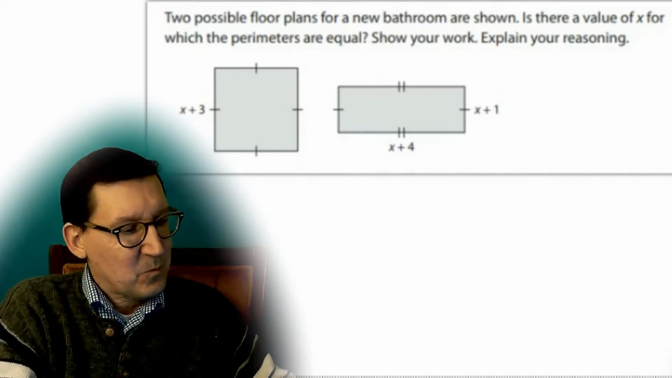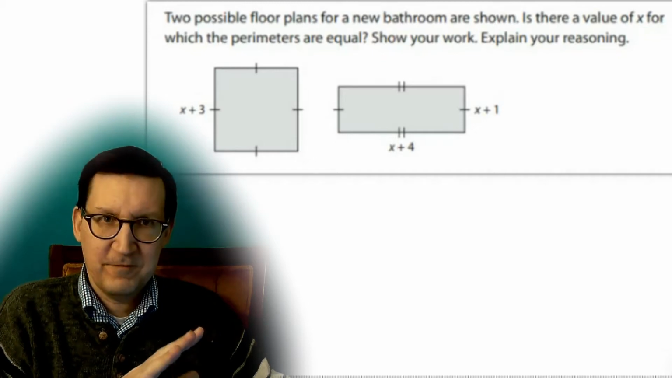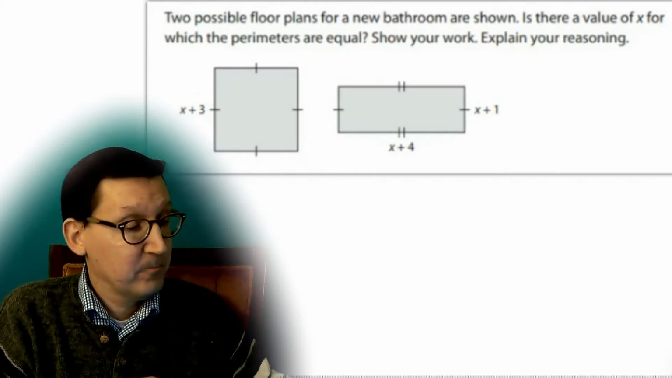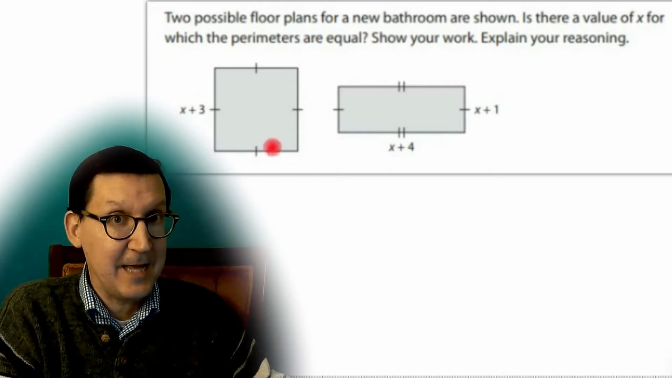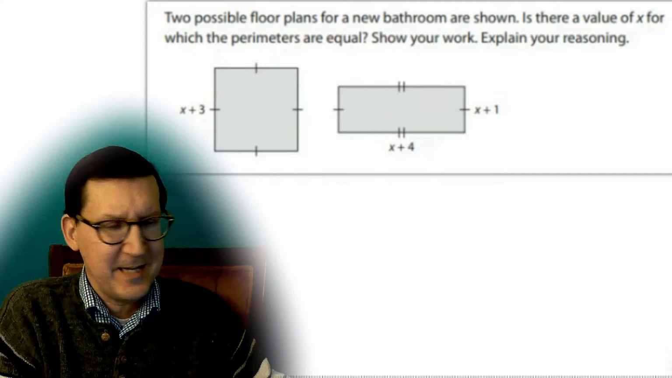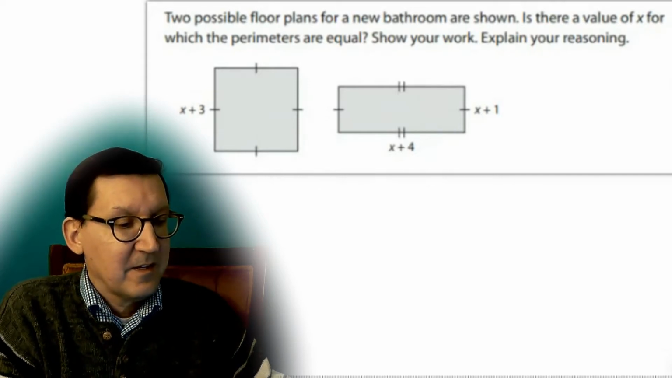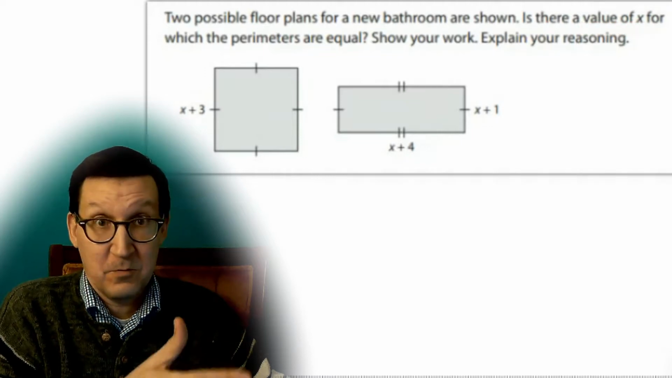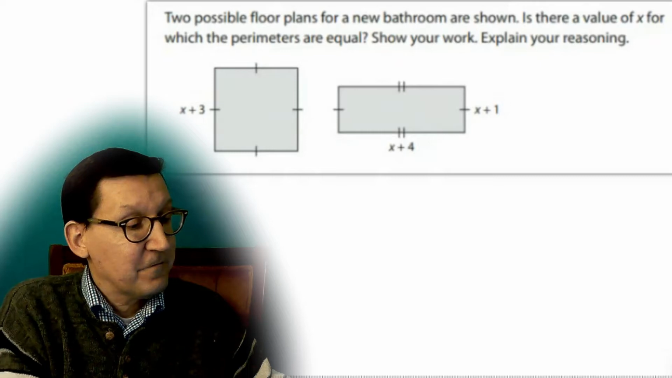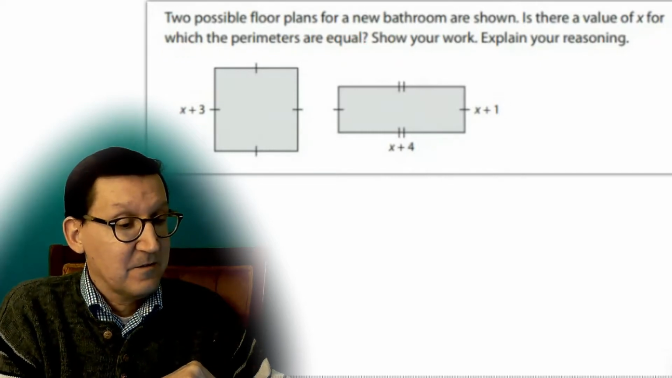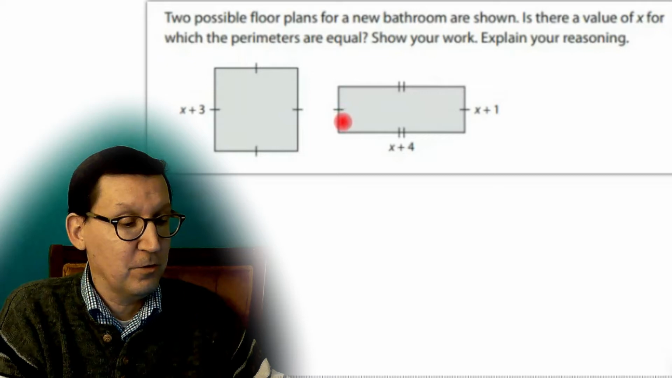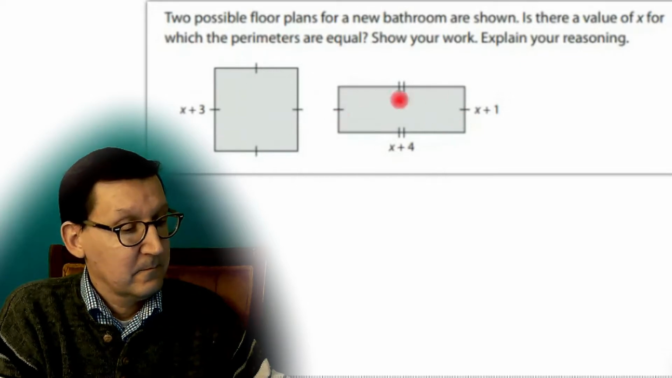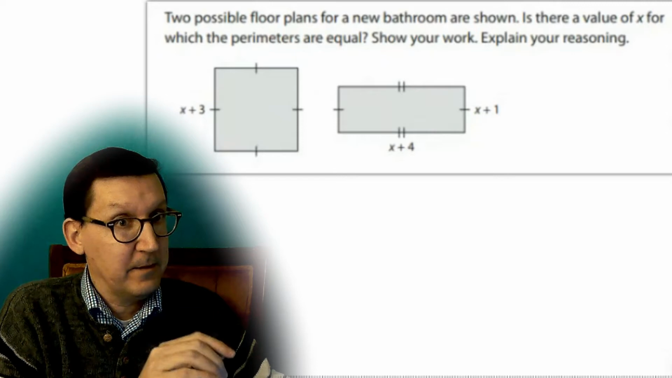All right? So I'm going to start from the very beginning here. Let's read the question and pull our data out and see what it's asking us to do. Two possible floor plans for a new bathroom are shown. So this is a plan in scale. We don't know much about the scale. We don't know if it's feet or meters or yards, but we don't need to know. It's asking, is there a value of x, so we're finding what x is, for which the perimeters are equal? In other words, the perimeter of this floor plan here is going to be the same as the perimeter of this floor plan here. So we're looking for the value of x that'll make both of these perimeters equal, and show your work and explain your reasoning.